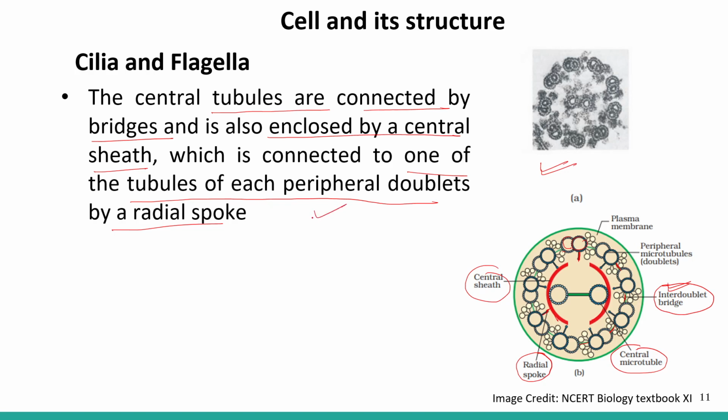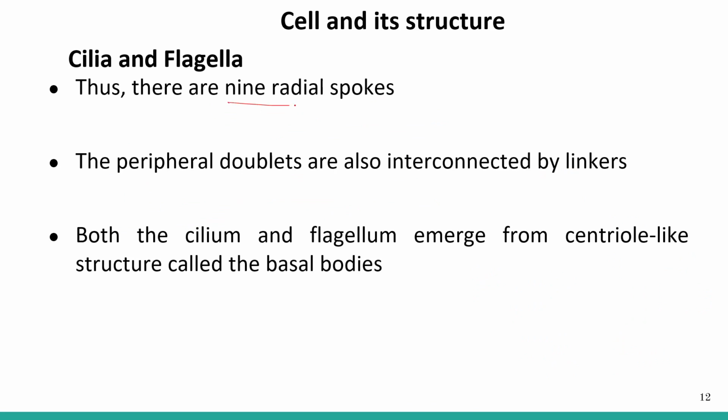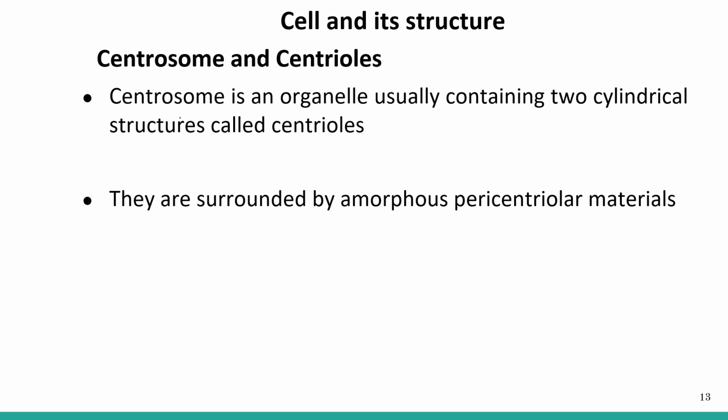This is the internal structure of the cilia and the flagella. Thus, there are 9 radial spokes because there are 9 doublets. So all these are attached centrally with the help of the 9 radial spokes. The peripheral doublets are also connected by linkers. Both the cilium and flagellum emerge from the centriole-like structure which is called the basal body. Now, the centrosome and the centrioles.